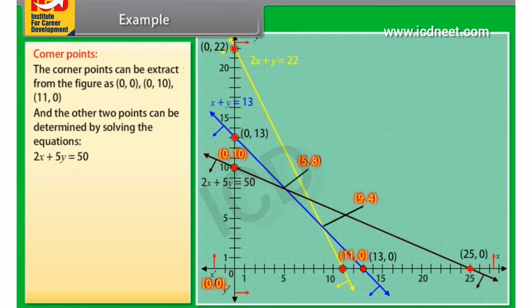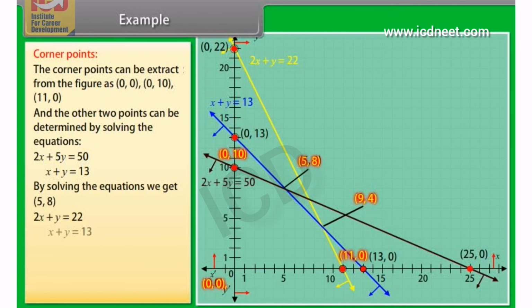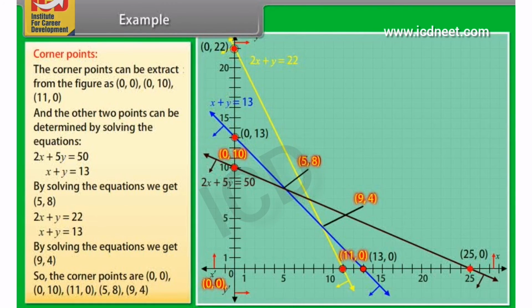2x plus 5y is equal to 50, x plus y is equal to 13. By solving the equations, we get (5, 8). 2x plus y is equal to 22, x plus y is equal to 13. By solving the equations, we get (9, 4). So, the corner points are (0, 0), (0, 10), (11, 0), (5, 8), (9, 4).